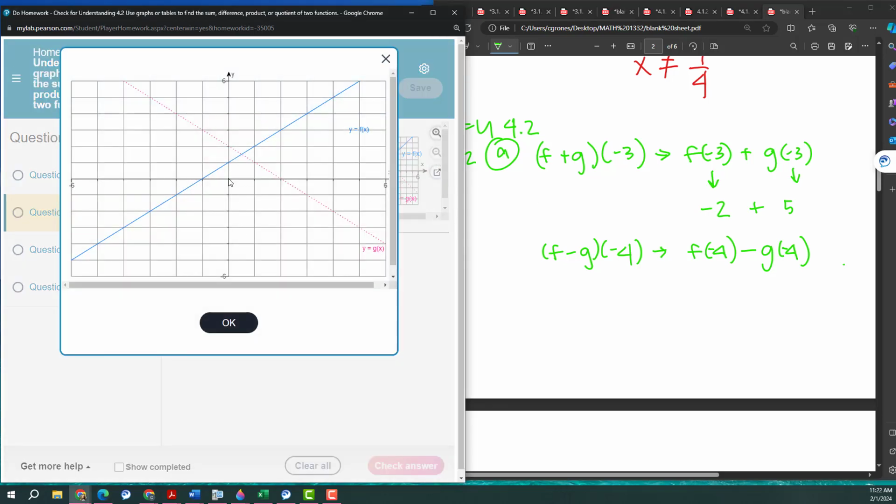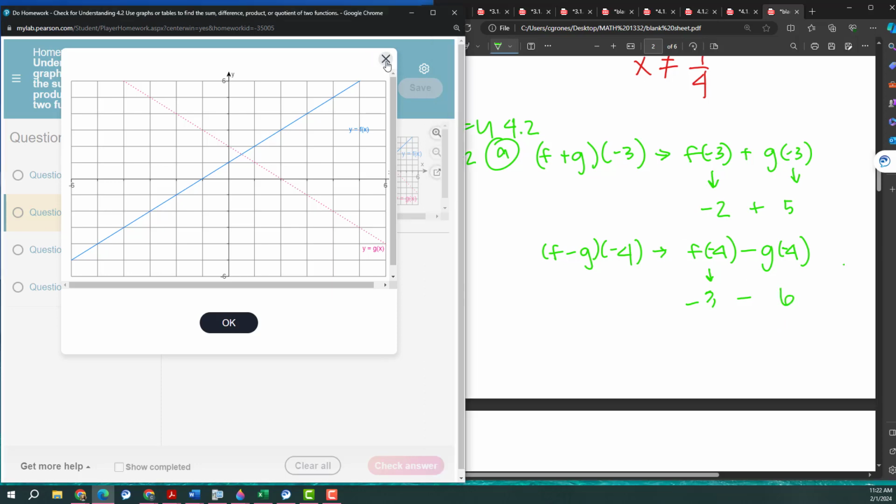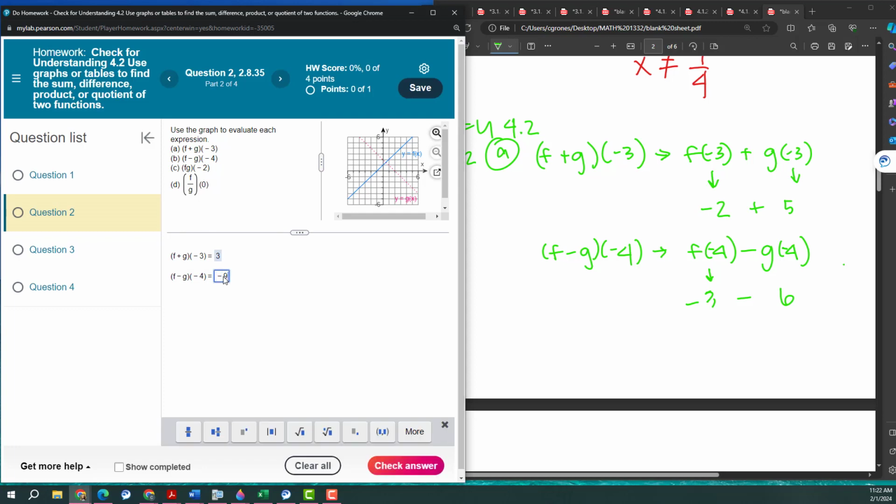Okay, so let's go to where x equals -4. So 1, 2, 3, 4. Our f of x is 1, 2, 3. So this is -3. And then for our g of x, 1, 2, 3, 4, and it goes up to 1, 2, 3, 4, 5, 6. And this is +6. So -3 minus 6 gives us -9.